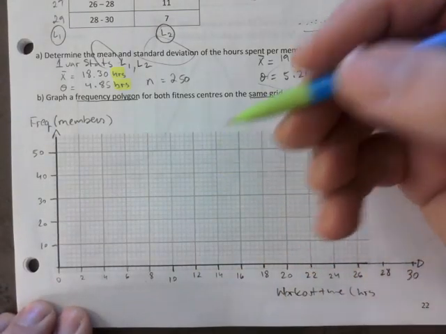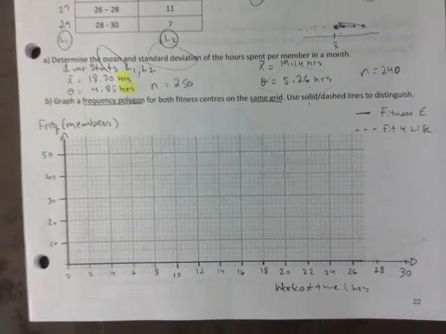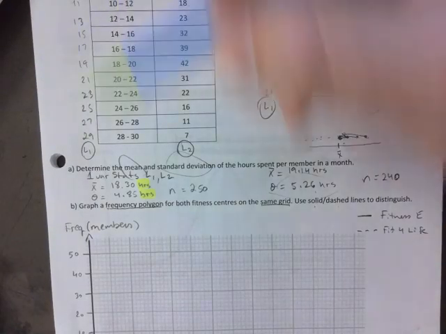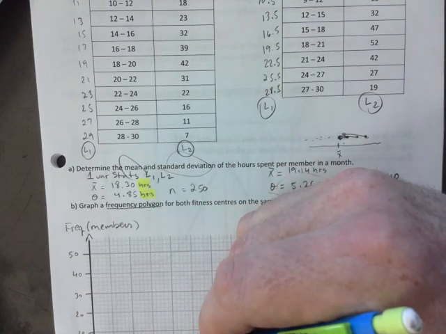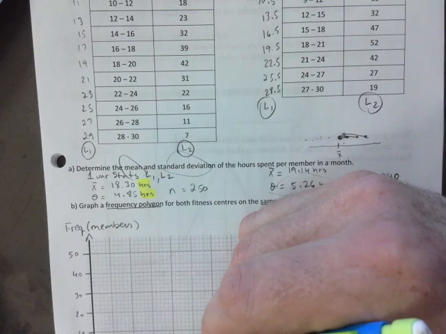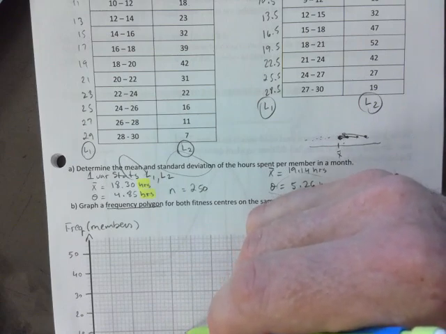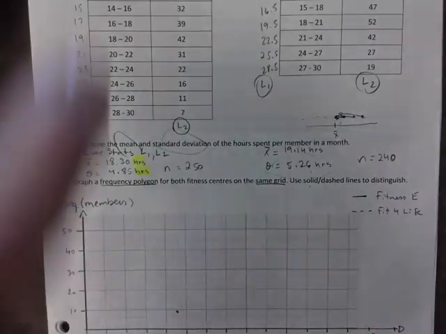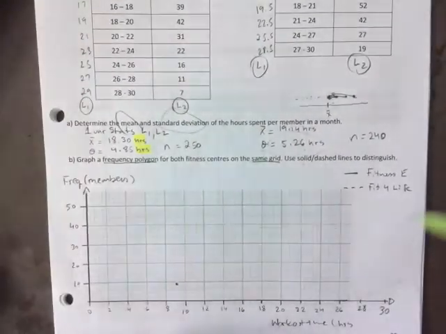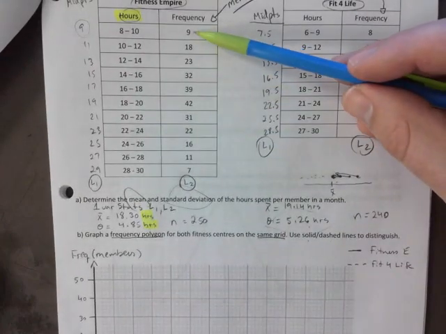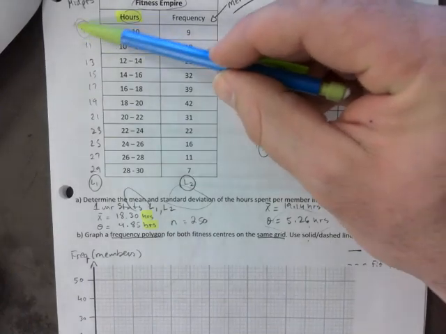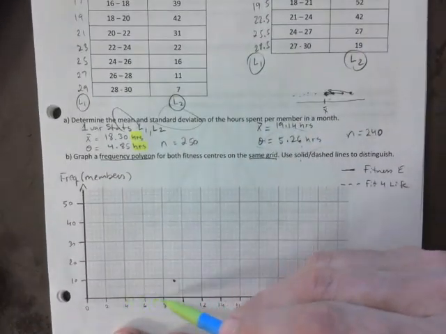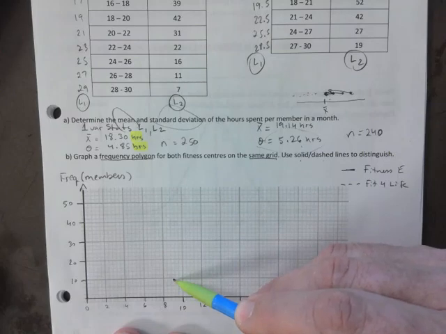So what do we do now? Let's do one at a time, Fitness Empire. What you want to do, listen carefully here, you want the 9, that's the number of hours. 9 is right there, between 8 and 10. And you've got 9 members that, sorry, you can't see. Oh, oops. Let's do this again. We've got 9 members that worked out 9 hours. Like we take the midpoints. And we don't have the bars, that's a histogram. So I go to 9 hours and I go up to 9 and put a dot down.